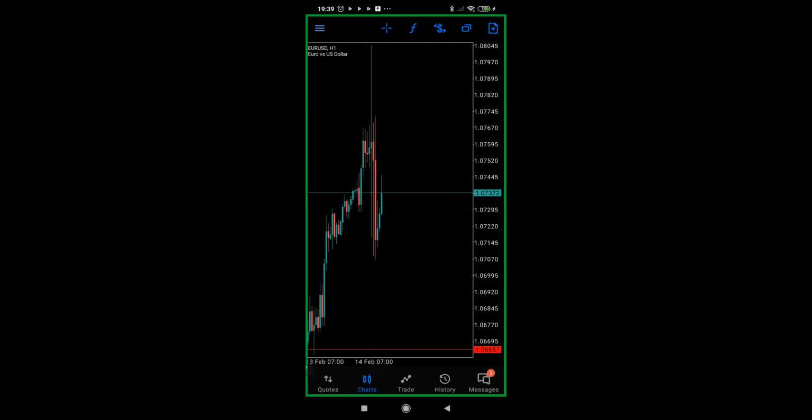So your assignment number 1 for today, guys, is to go through the MT5 platform. If you are using MT5 for PC, go through the platform and just explore it. Likewise, do the same thing on your phone as well and just explore.